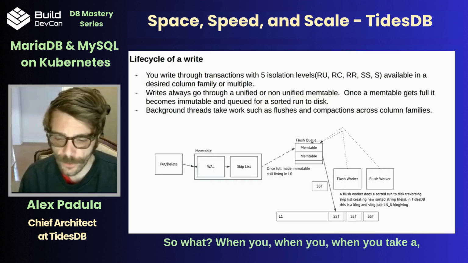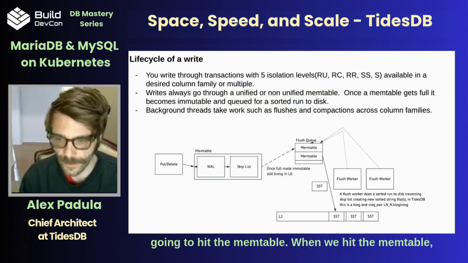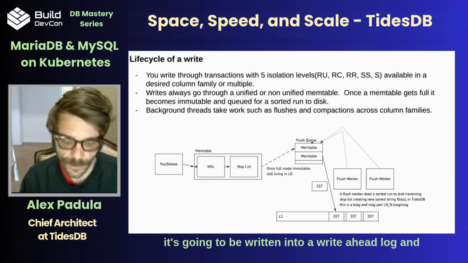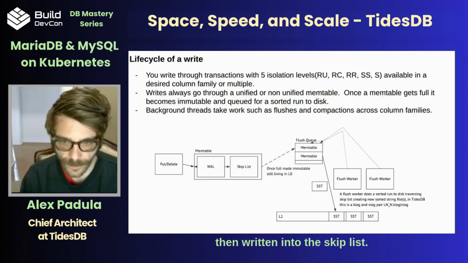So when you do a write into TidesDB through a transaction and on commit, it's going to hit the memtable. When we hit the memtable, it's going to be written into a write-ahead log and then written into the skip list.